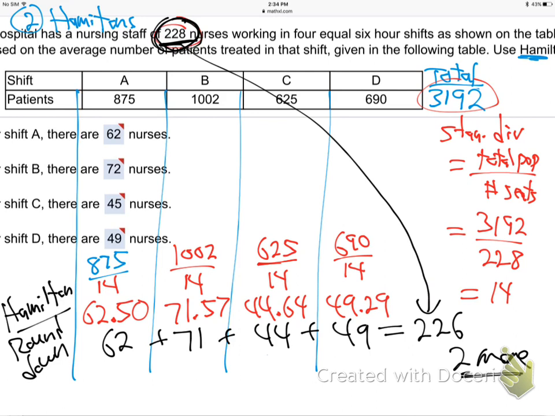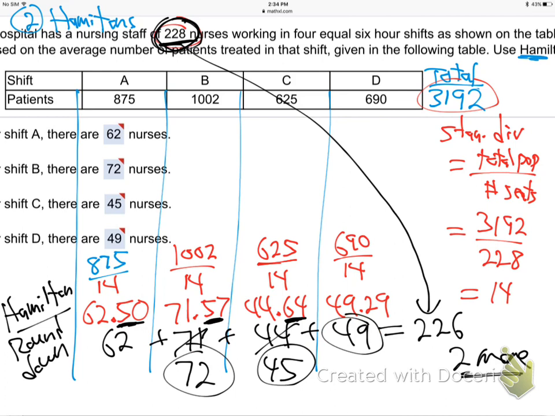Which 2 shifts will get the extra nurses? The highest decimals, yeah. 0.64, that's the highest decimal, followed by 0.57. Those are the 2 highest decimals, right? Notice over here, this 0.50 is not going to be rounded up. That's different than Webster's. This one's going to go up to 72, and this one's going to go up to 45, the 2 highest decimals. The 49 won't go up, and even the 62 will not go up. Even though he was a 62.5, he did not go up because the other 2 decimals were higher. 0.57 was higher than 0.50. And we only had 2 extra nurses to give away.